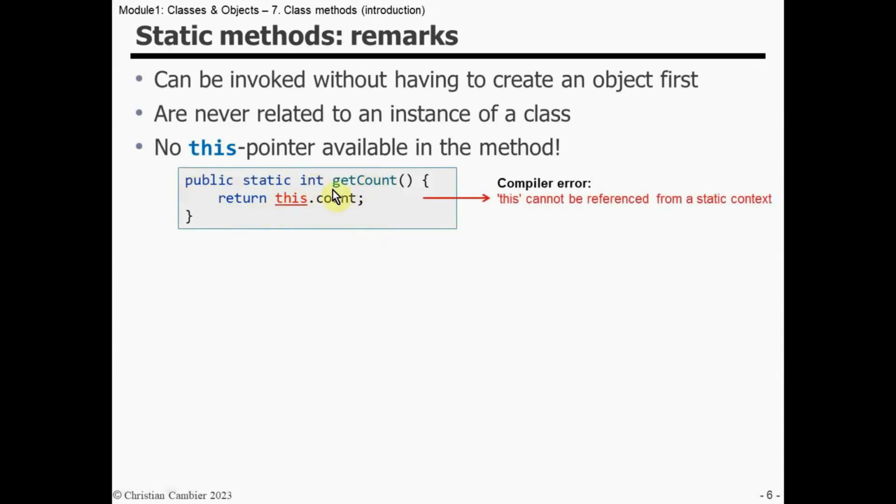Because as a client you invoke the method by prefixing the name of the method getCount with the name of the class, Rectangle.getCount. So no reference is being used. And since no reference is used, this would never be able to be initialized, because this implies the existence of an object reference being used. Still, the following is possible.